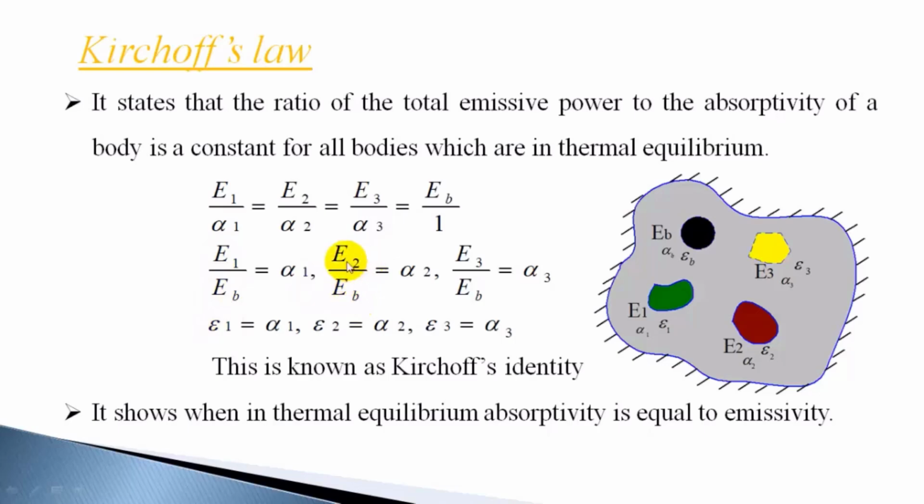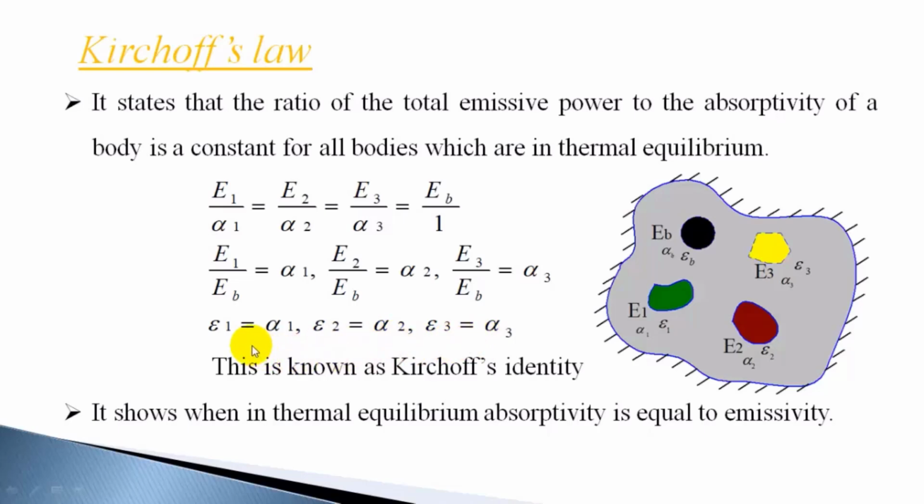Similarly, E2 by EB is total emissive power of surface 2 to the total emissive power of a black surface. Since both are at the same temperature, this ratio you can take as emissivity of surface 2, that is epsilon 2, and that is equal to alpha 2, and similarly epsilon 3 is equal to alpha 3. So what we are getting is epsilon 1, that is emissivity of surface 1, is equal to absorptivity of surface 1. Similarly, epsilon 2 is equal to alpha 2, epsilon 3 is equal to alpha 3.